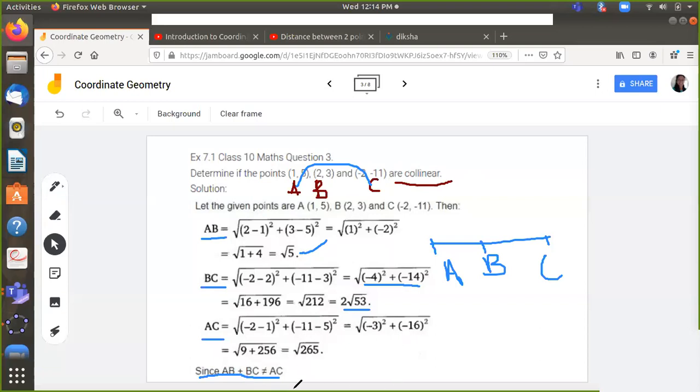Did you follow that? So unless you remember this condition, you will not be able to go back and tell whether there is collinearity or not. So this is a very frequently asked question.